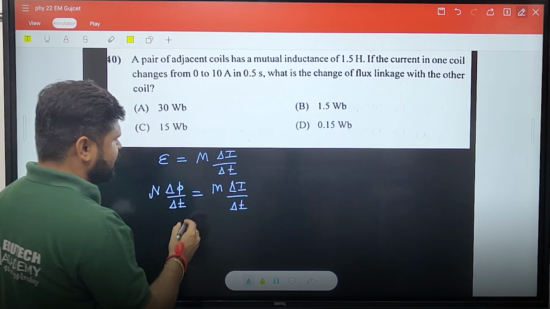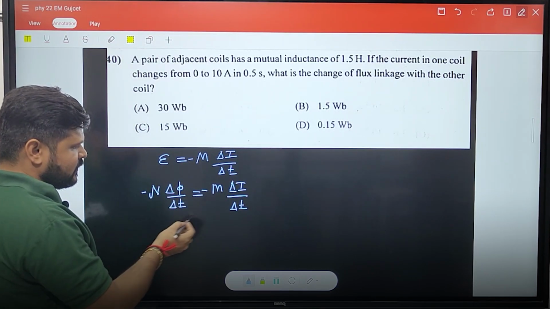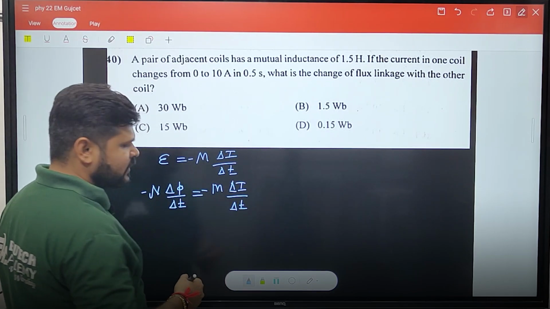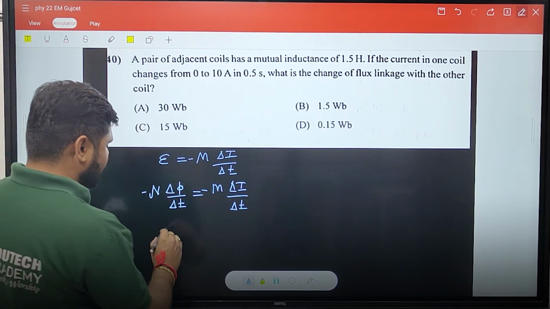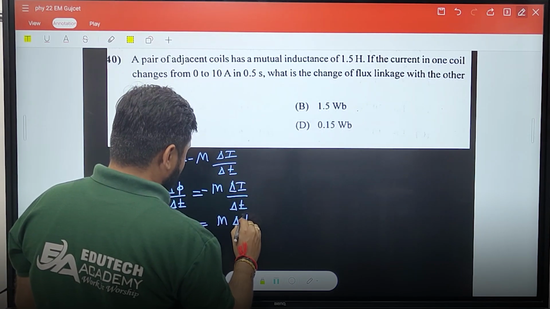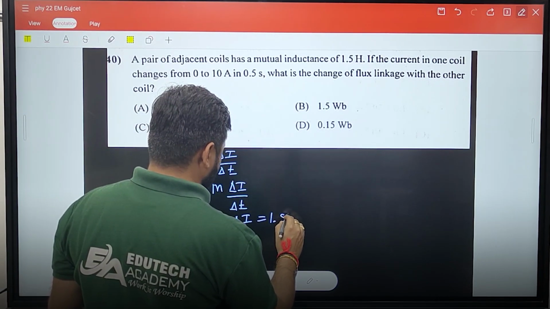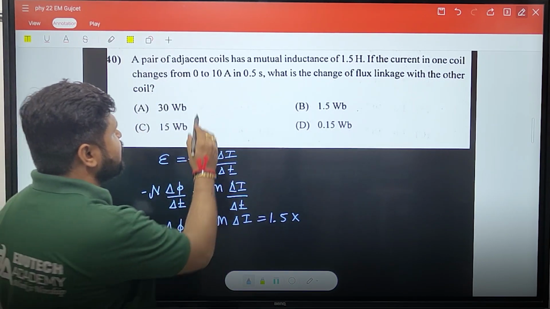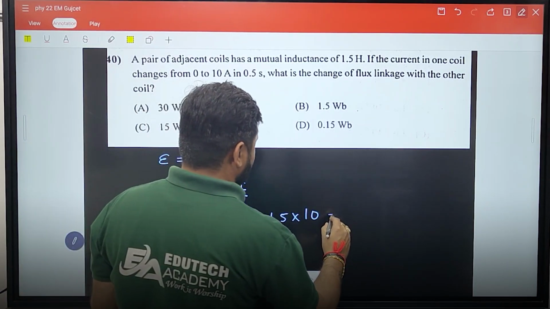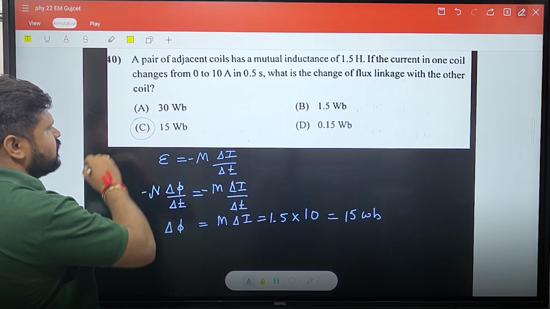Actually there will be a negative sign on both sides, but this negative sign will cancel out. The time will also cancel out. We are not given the number of turns, so we will use the number of turns N equal to 1. So Δφ is equal to M into ΔI. M is given 1.5 Henry and ΔI is given 0 to 10, so it is 10. So the correct answer is 15 Weber. That is option number C.